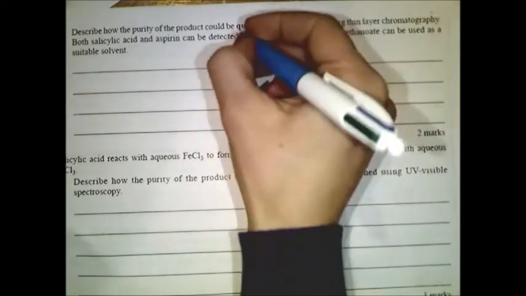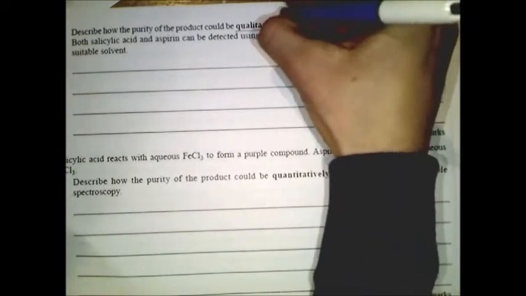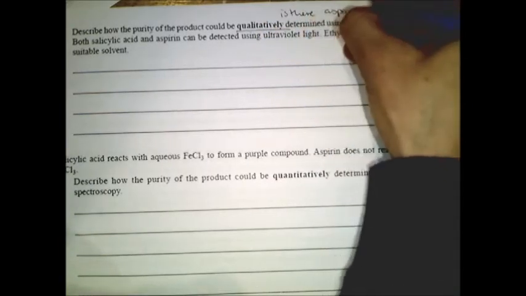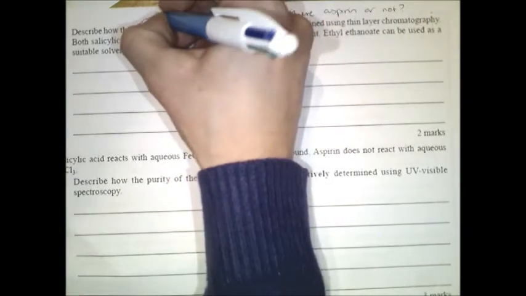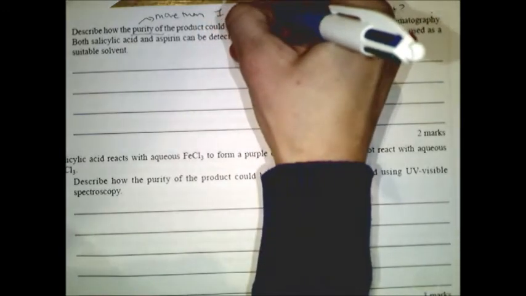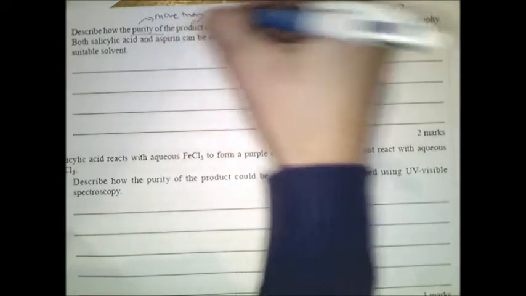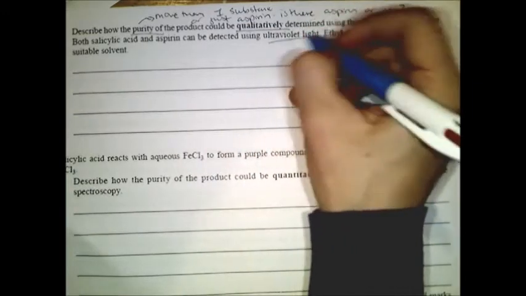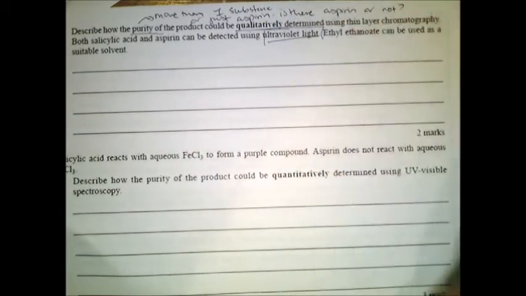Okay, qualitatively determined means that is there aspirin or not? And purity really talks about is there more than one substance, or just aspirin. Okay, both salicylic acid and aspirin can be detected using UV light, so they really want you to talk about this in the question. Ethyl ethanoate can be used as a solvent.